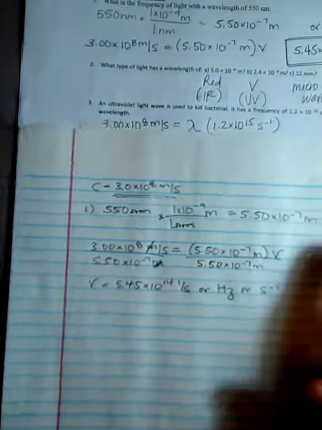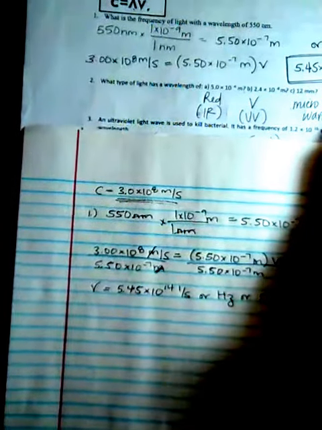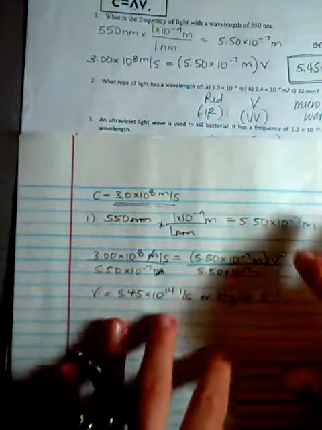Okay. Number 3. Says an ultraviolet light is used to kill bacteria, and that's true. It has a frequency of 1.2 times 10 to the 15th per second, seconds to negative 1. So it says find the wavelength. Okay, let me get this out of the way so you don't get confused by it.